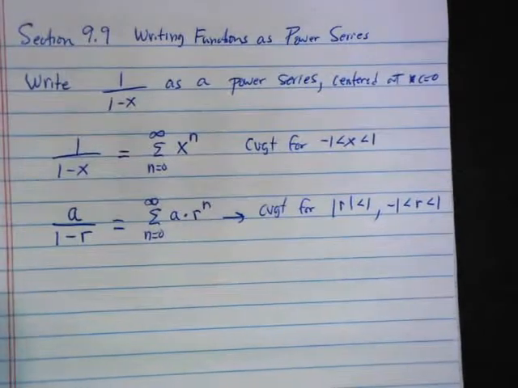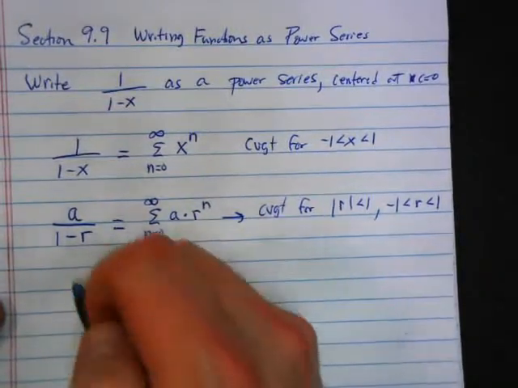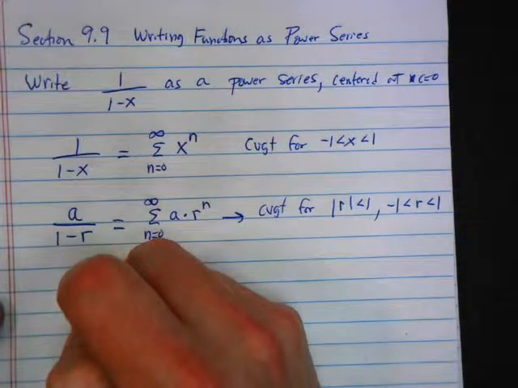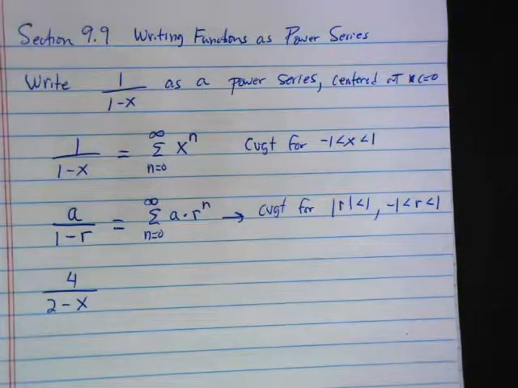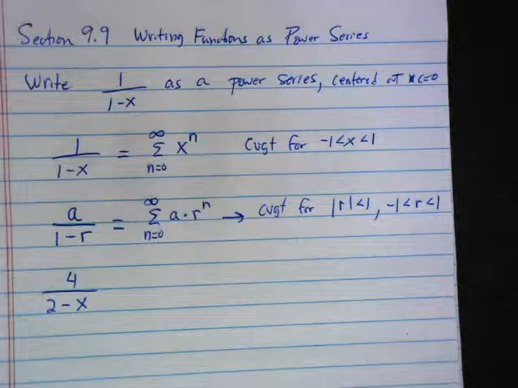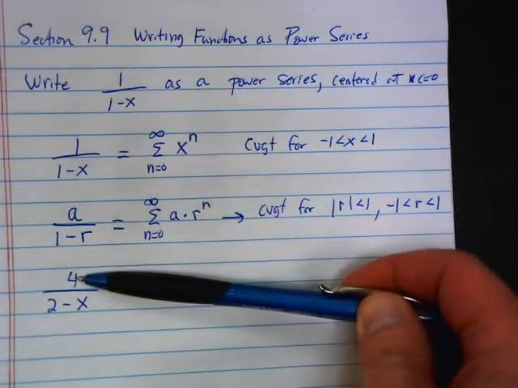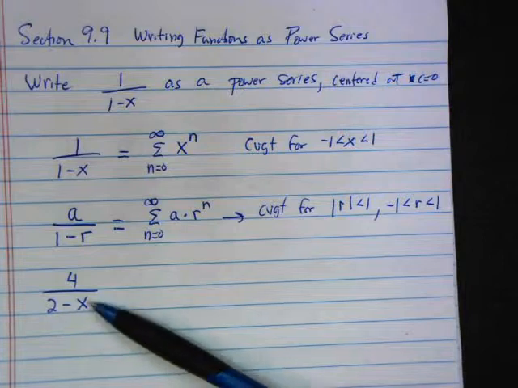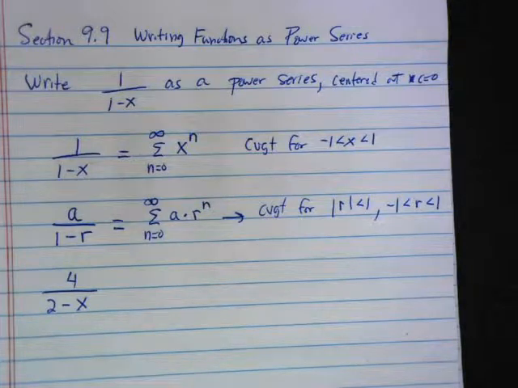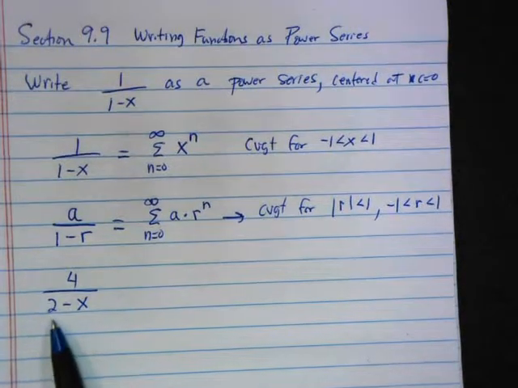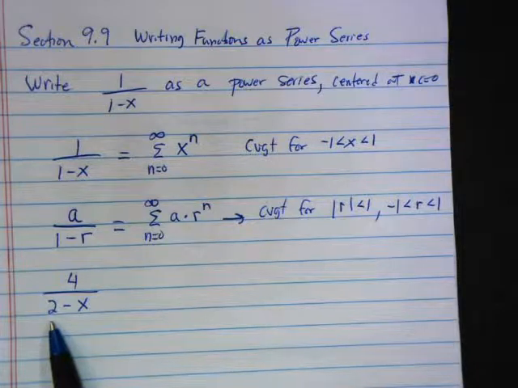Okay. So from there, how about if I gave you 4 over 2 minus x, and I asked you to write that as a power series? Well, what you want to do is get it in the form a over 1 minus r. Is that in the form a over 1 minus r? No. What's wrong with it? It's got a 2 right there. So how do I make that 2 disappear? You divide by 2.